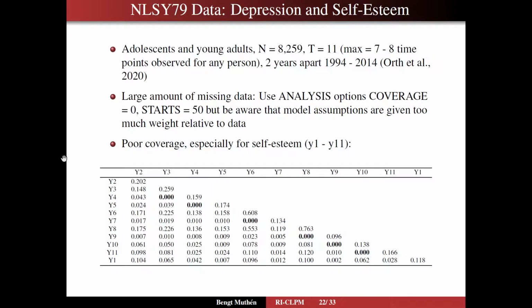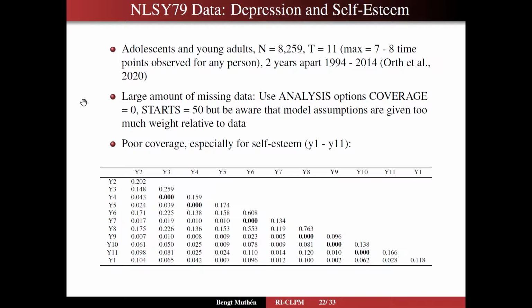However, we don't have 11 time points for any one person. The maximum is more like 7 and a smattering of people with 8 time points. So there's a lot of missing data, perhaps some of it by design, I'm not sure. So with this large amount of missing data, you will have to use analysis option coverage equals 0 to get past Mplus default of stopping you at coverage lower than 0.10. And you have to use many starts, 20, 50, and maybe even 100.